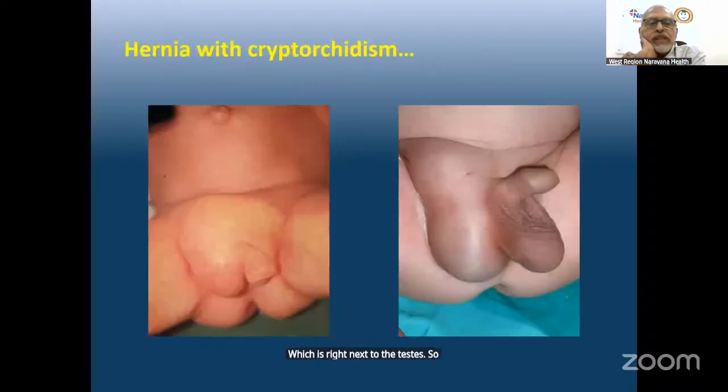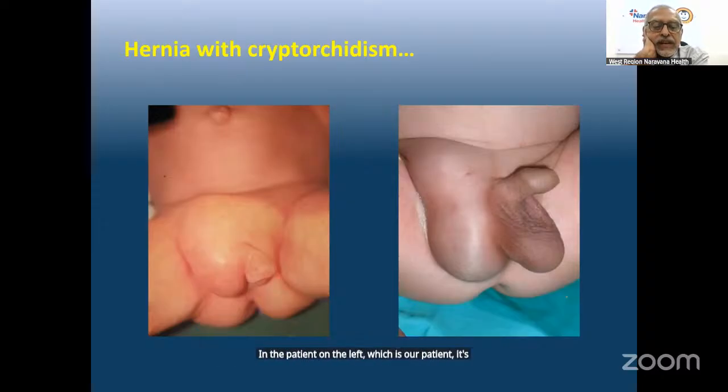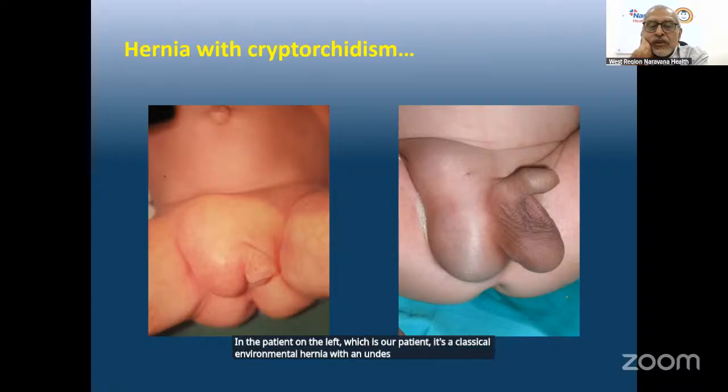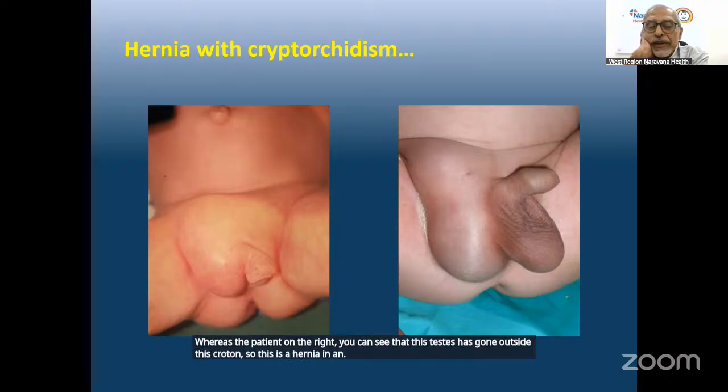So what do you do when there is a hernia with cryptorchidism? In the patient on the left, which is our patient, it's a classical inguinal hernia with an undescended testes. Whereas in the patient on the right, you can see that this testes has gone outside the scrotum. So this is a hernia in an ectopic testes.